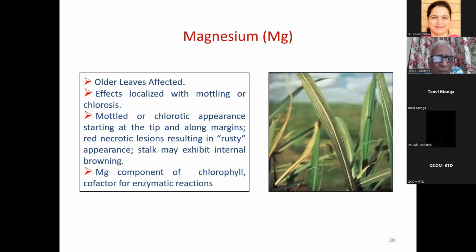Magnesium also is a part of the chlorophyll. That's why it shows yellowing.